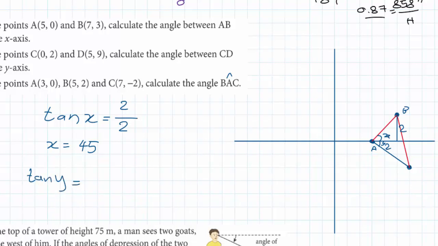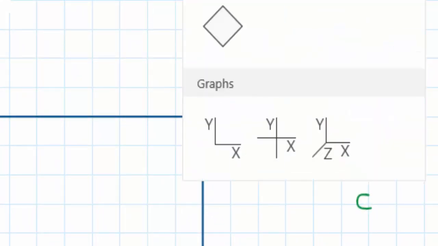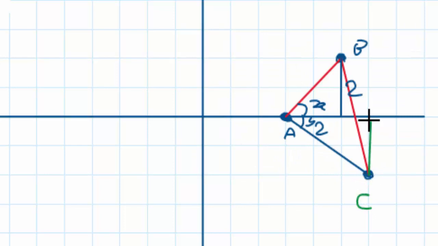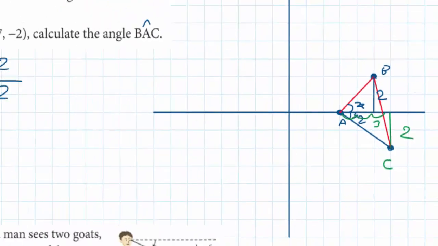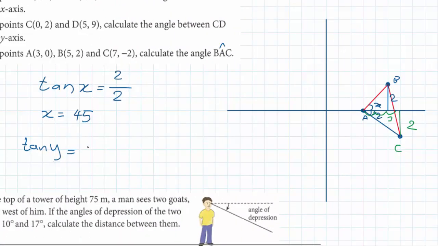Again, let's complete a right angle. Here, if I join point C to the x-axis, I will form a right angle here. Now, how long is this side? This side is 2 units, and this side from angle A to here is 1, 2, 3, which is 3 units. Again, according to angle Y, what's given is opposite and adjacent, so we need to use tan. Opposite is 2, adjacent is 3. Tan of Y is equal to 2/3.